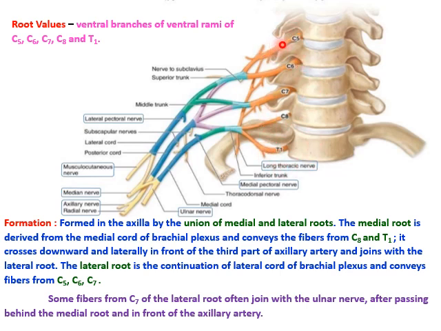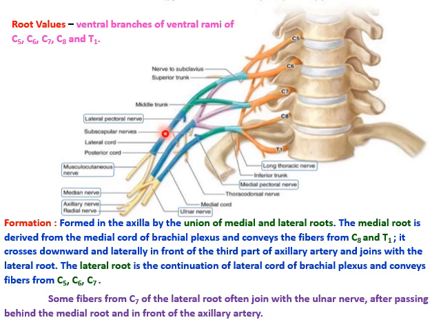The roots C5 and C6 join to form the upper trunk. C7 continues as the middle trunk, and C8 and T1 form the inferior trunk, and all the trunks give rise to ventral and dorsal divisions. The ventral divisions of the upper and middle trunks join to form the lateral cord. The ventral division of the lower trunk continues as the medial cord, and the dorsal divisions of all three trunks join to form the posterior cord.